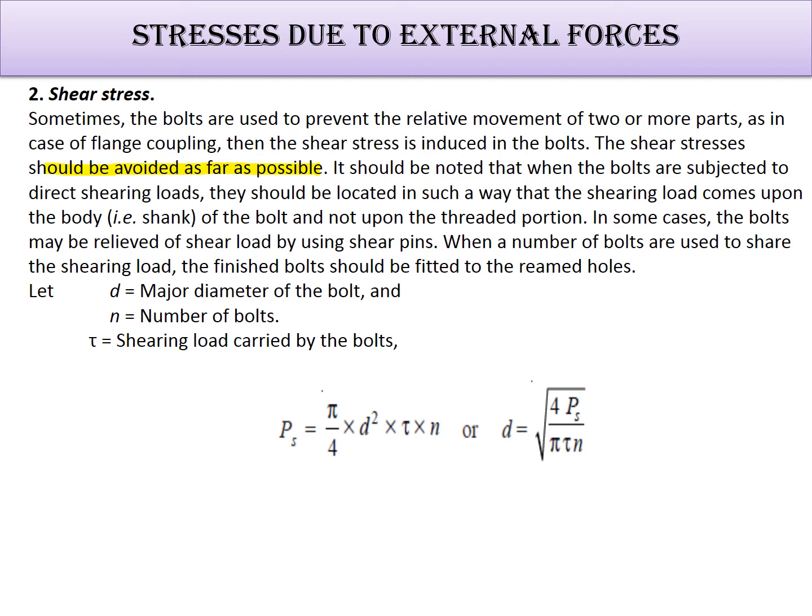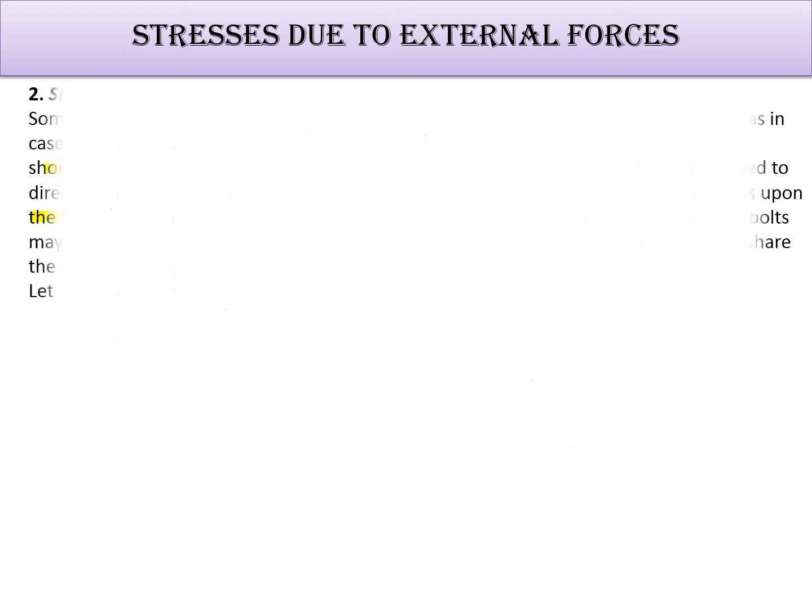So here we can see that. First take a highlighter here. So Ps is equal to pi by 4 d square and tau into n. Ps is the shear load, pi by 4 d square is the area, tau is the shear stress, and n is the number of bolts, sorry. So d here we can get, that is the major diameter. I have already shown that we have to arrange the shearing load in such a way that it should act on the body. That's why small d, that is the major diameter.